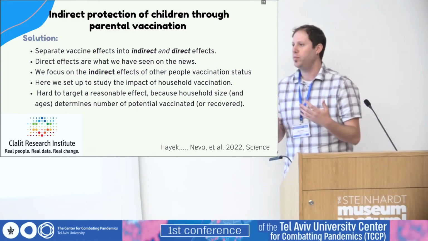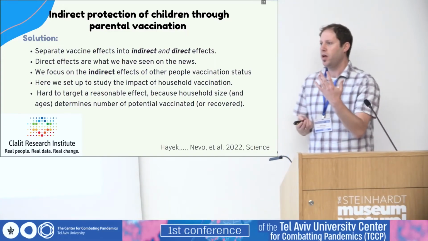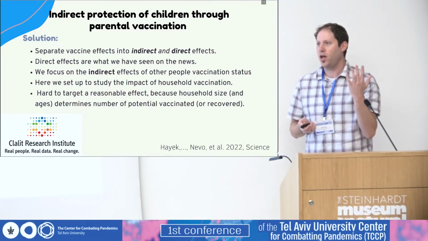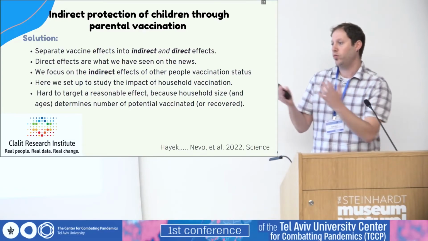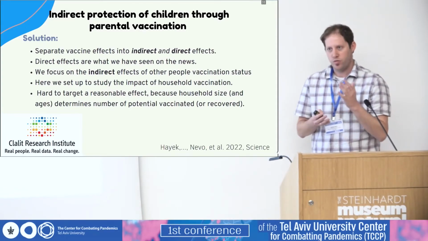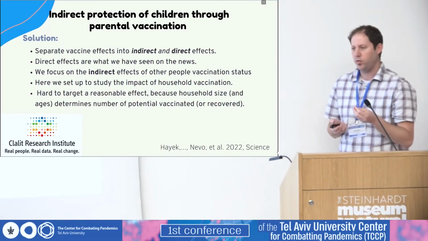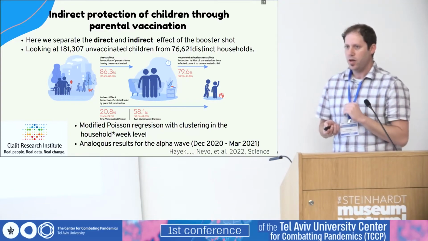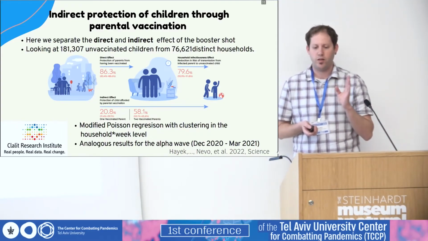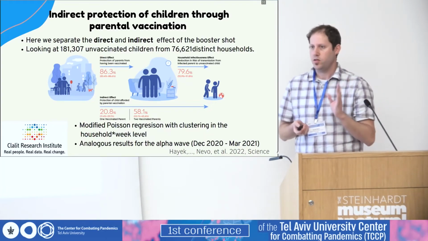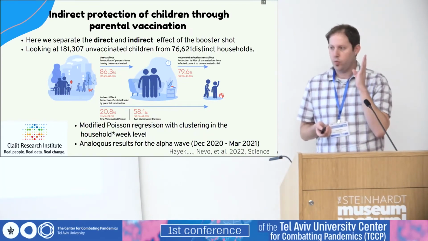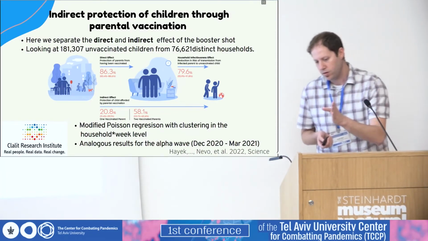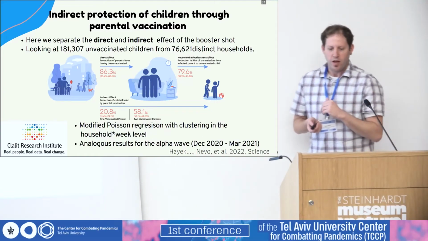So in a household of 2 people, you can have 5 vaccinated people. And the protection that you expect from a household of 5 people, all 5 vaccinated, is not the same as the protection of a household of 10 people with 5 vaccinated. So it was really hard to say something which makes sense. For that reason, we focused on children and parents. What we did was look at the indirect effect and the direct effect first of the booster shot. This is the Delta wave. And we looked at 180,000 unvaccinated children from 76,000 distinct households.